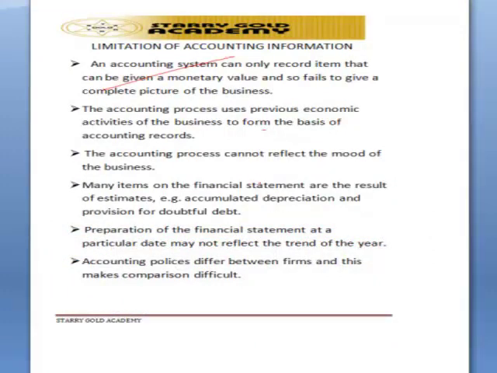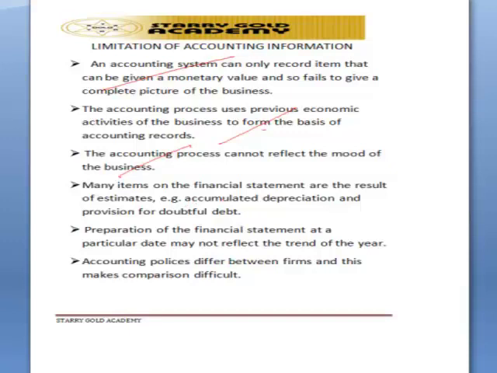They deal with historical information. It is historical in nature. So accounting information is historical in nature. Recording is after the event must have taken place. So historical information is what they are based on. The accounting process cannot reflect the mood of the business. It can't. So many items on the financial statement are the result of estimates.